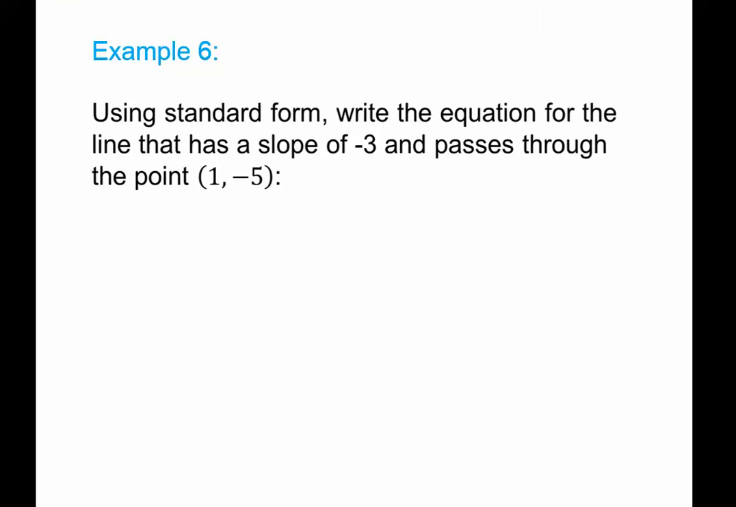All right, so let's try this one on your own now. Very similar. Using standard form, write the equation for the line that has a slope of negative 3 and passes through the point 1 comma negative 5. See if you can get this one on your own. Good luck.